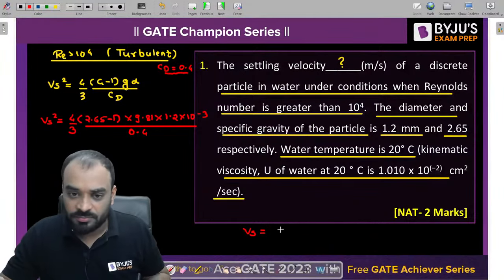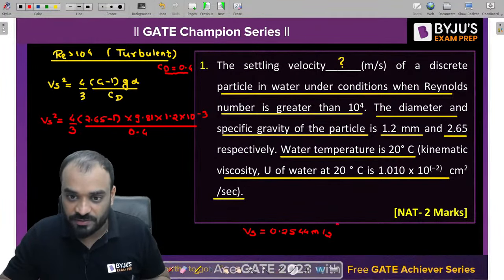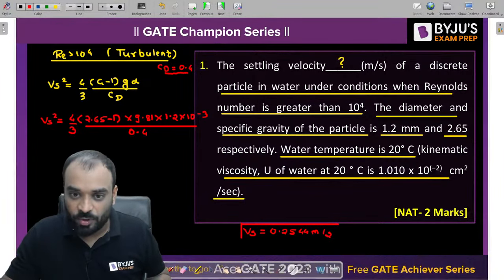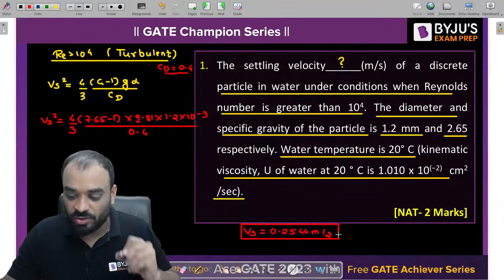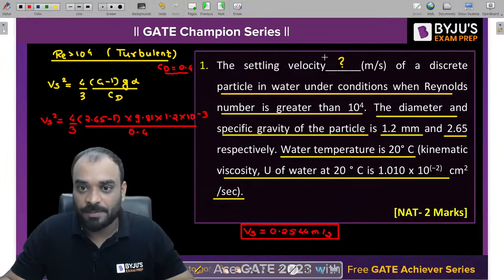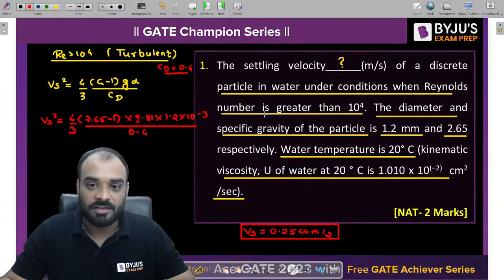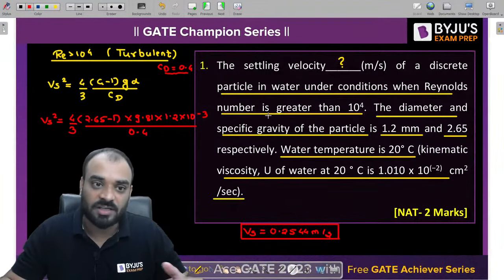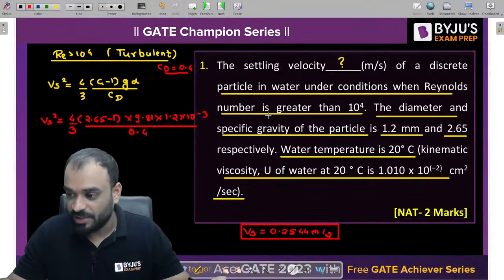0.2544? 0.2544 meter per second. Are you getting the same value or not? Please let me know guys. 0.2544 meter per second is the settling velocity of this particular particle which we are having, and in this particular case the condition is the turbulent one, right?